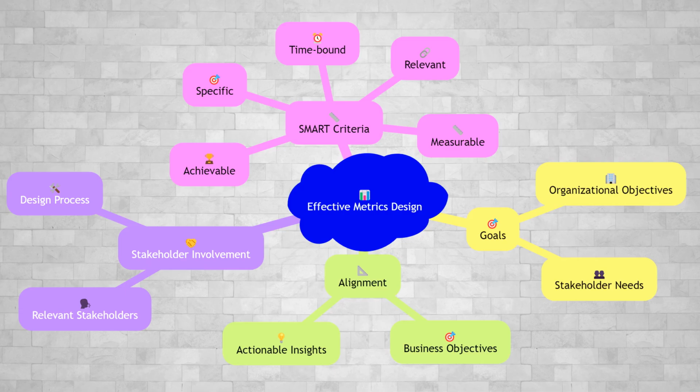demands. Designing effective metrics involves understanding the goals of the organization and the needs of the stakeholders. Metrics should be aligned with business objectives and provide actionable insights. It's important to involve all relevant stakeholders in the design process to ensure that the metrics are meaningful and useful. Additionally, metrics should be specific, measurable, achievable, relevant, and time-bound, SMART, to ensure they provide clear and actionable information.